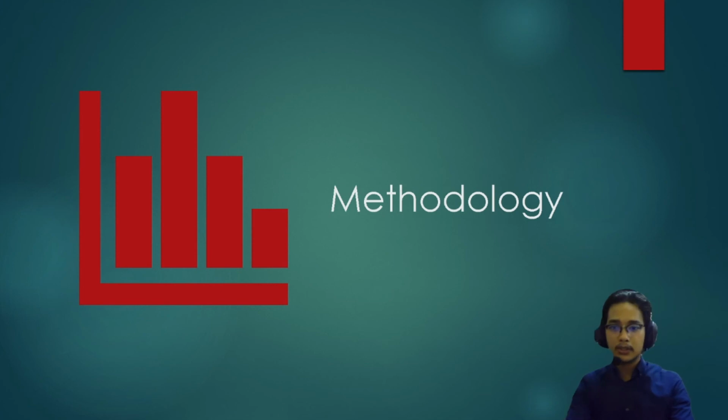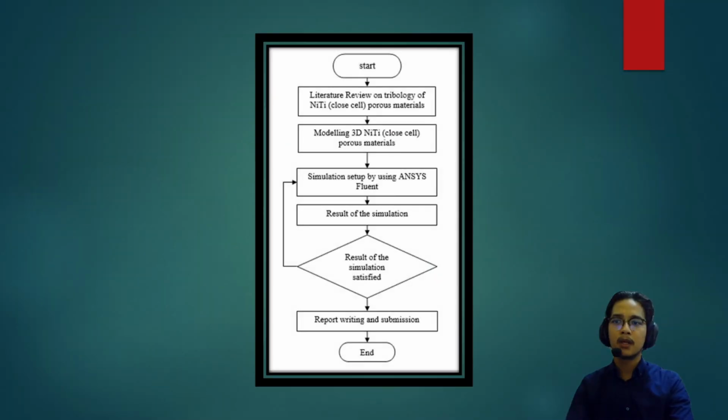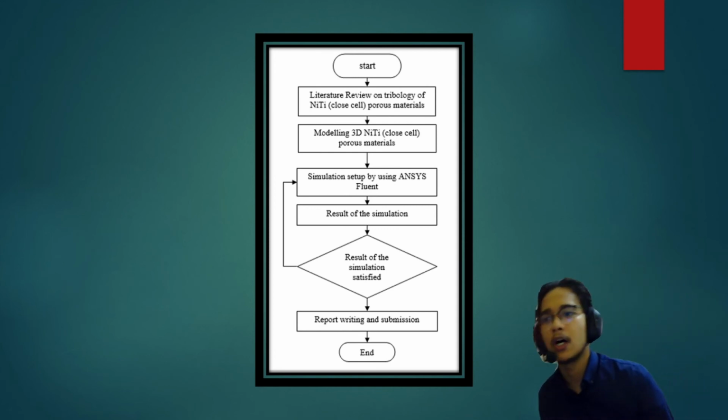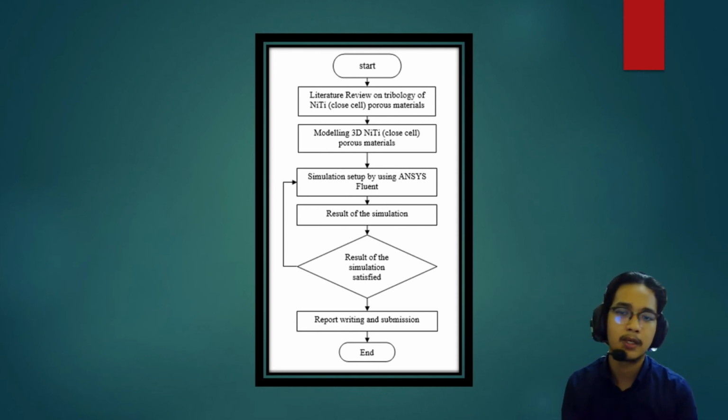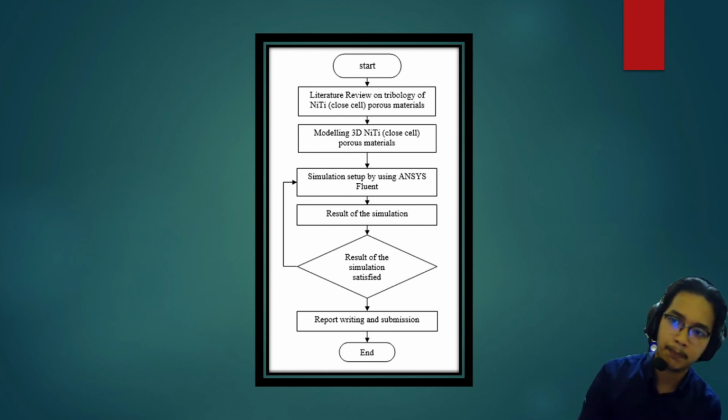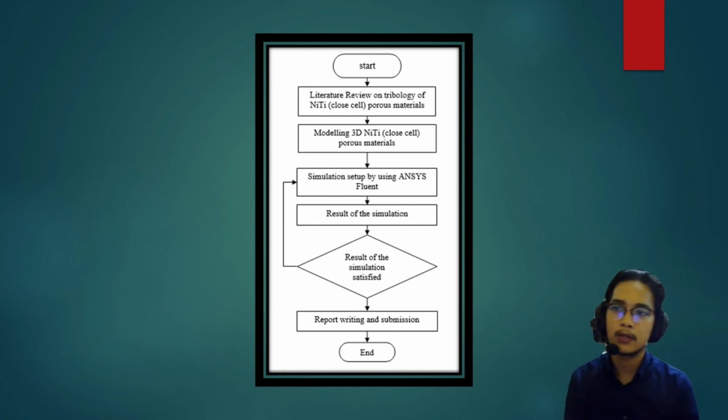Next, we will go to the methodology of this project. First, start with the literature review on tribology of nickel titanium closed cell porous material by previous researchers. Next, after we have done the literature review, 3D modeling of nickel titanium closed cell porous material. Next, run a simulation setup using ANSYS Fluent. Next, obtain the result of the simulation, and finally, do report writing and submission of the project.